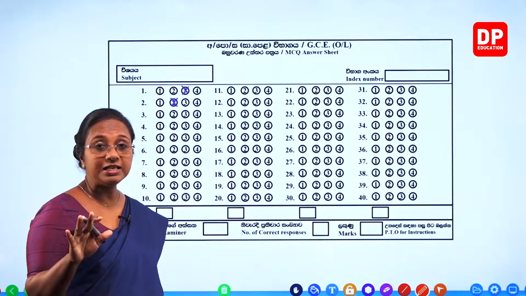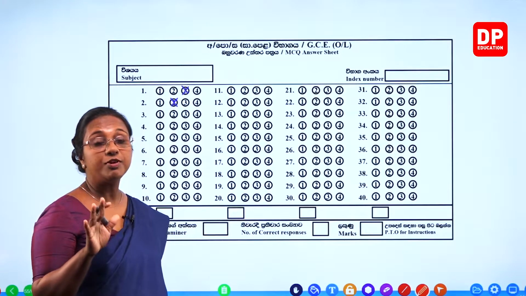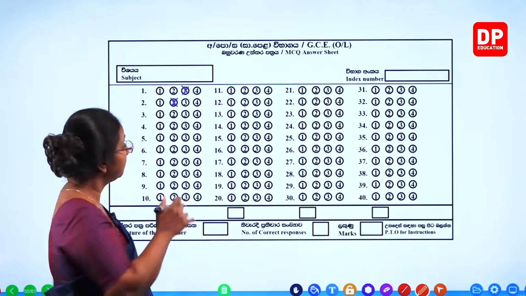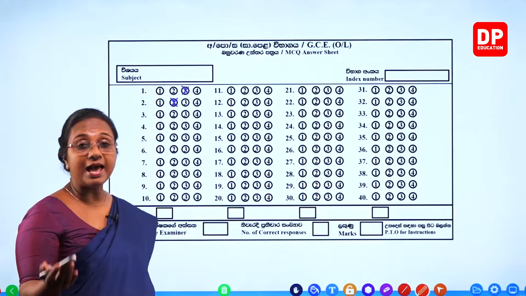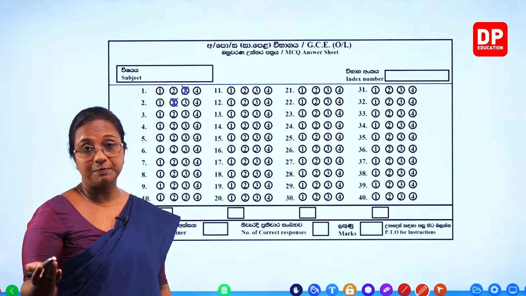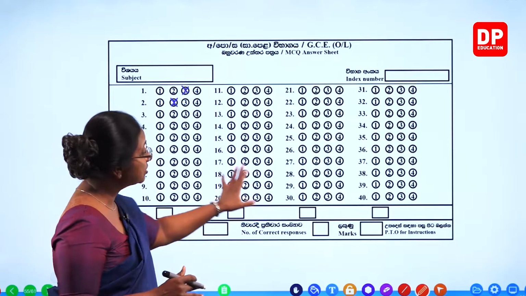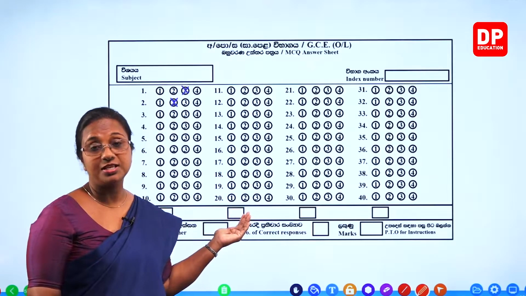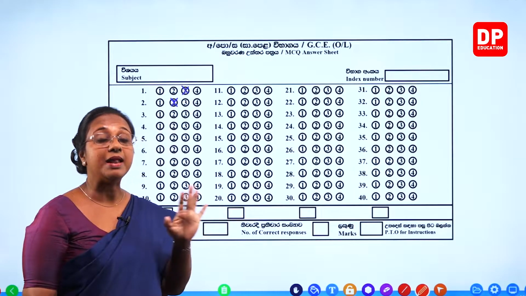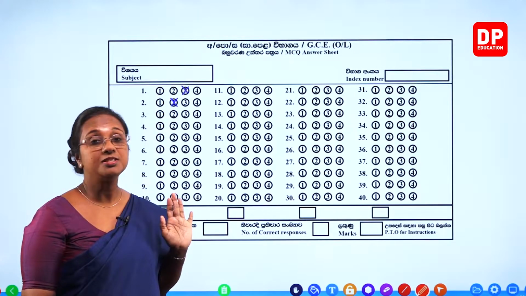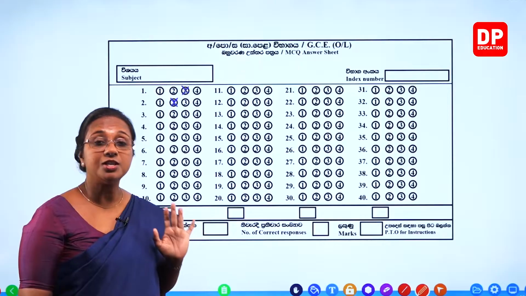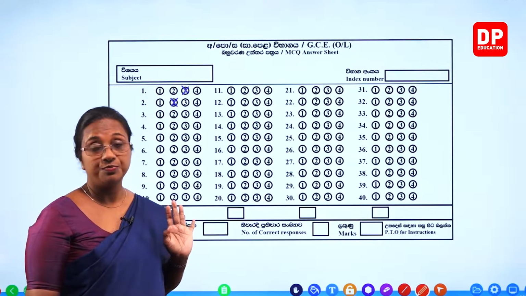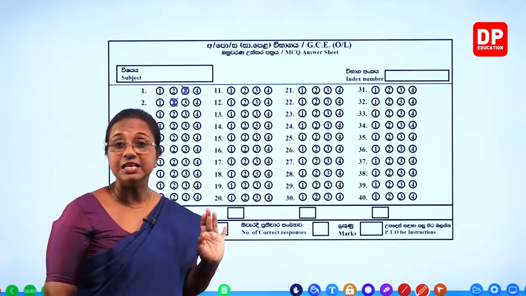You have to do it neatly. If you have a doubt for a particular question, the answer, mark it with a pencil and then later you can mark it with a pen. And also there will be instructions given at the other side of this answer sheet as well. You need to read them and answer the questions accordingly. So you have to consider all the instructions given to you. And all that has to be done within 1 hour.